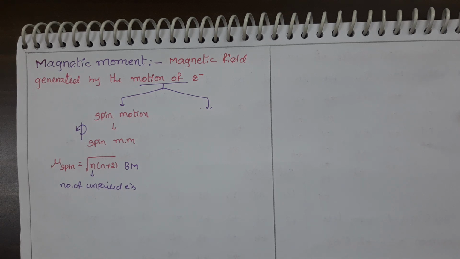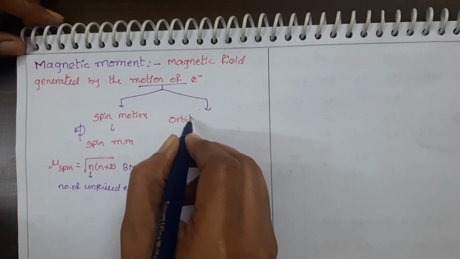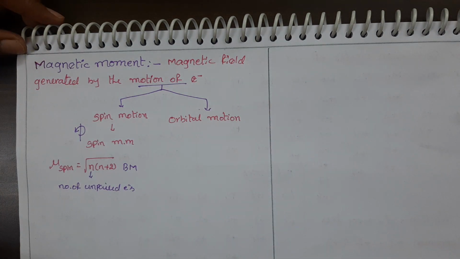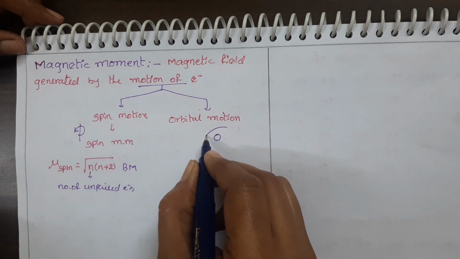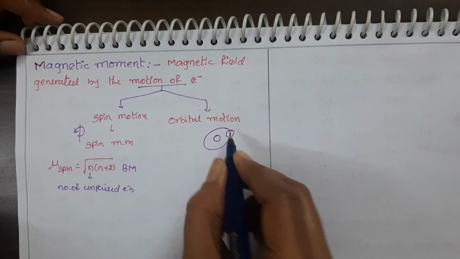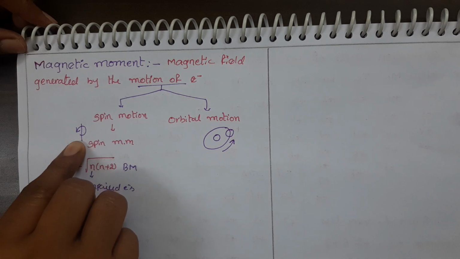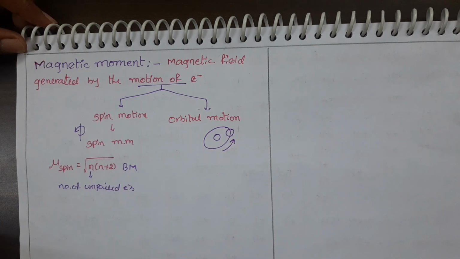The next one is orbital magnetic moment. Orbital motion is where the electrons revolve around the nucleus. Do you remember the solar system? In our solar system, Earth does rotations and also revolutions. In the same way, in an atom the electron can rotate on its own axis, that is spin motion, and it can revolve around the nucleus, that is orbital motion.